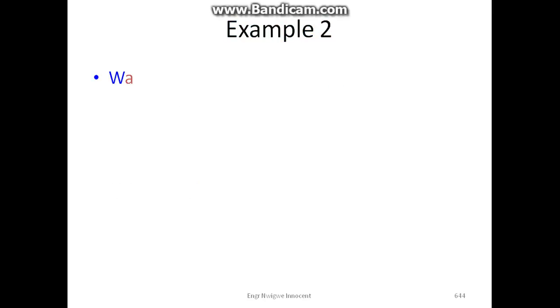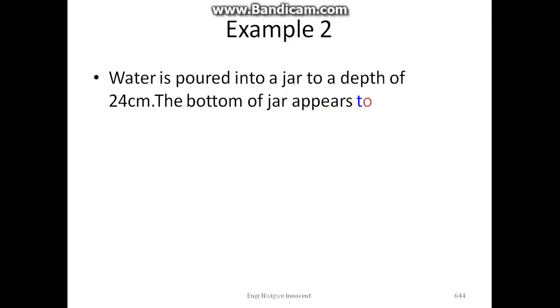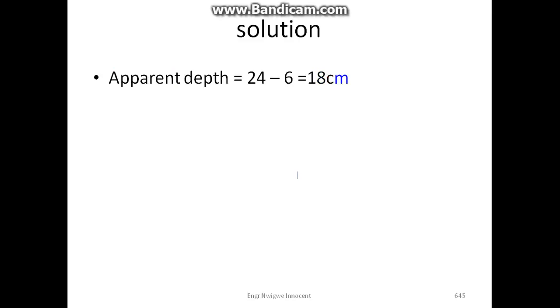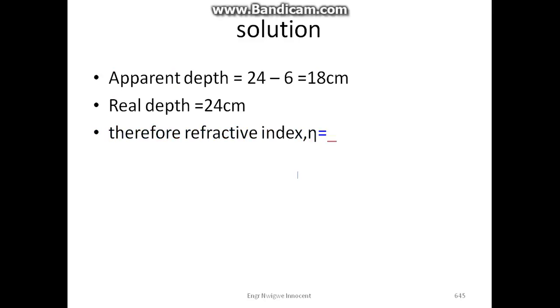Example 2. Water is poured into a jar to a depth of 24 cm. The bottom of the jar appears to be raised by 6 cm when viewed vertically. Calculate the refractive index of water. Solution: apparent depth is equal to 24 minus 6, which is equal to 18 cm. Real depth is equal to 24 cm. Therefore, refractive index n is equal to real depth over apparent depth, which is equal to 24 over 18, which will give us 1.33.